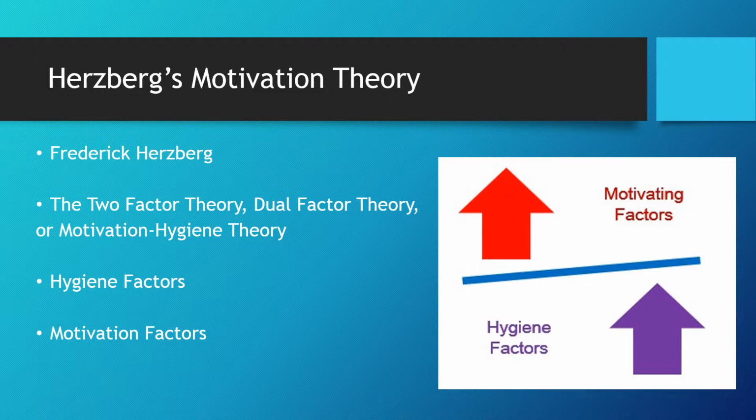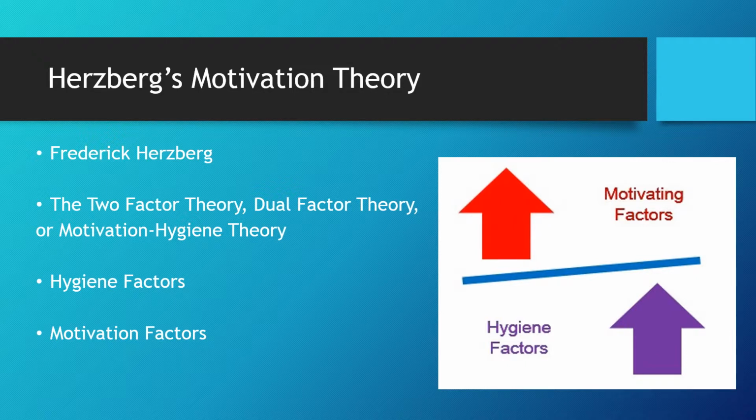Moving on to Herzberg's motivation theory. Frederick Herzberg proposed his theory, and it was called the two-factor theory, or the dual-factor theory, or motivation-hygiene theory. There are two factors, like it states in the title. These principles are improving the motivational factors and increasing job satisfaction, as well as improving the hygiene factors, decreasing job dissatisfaction.